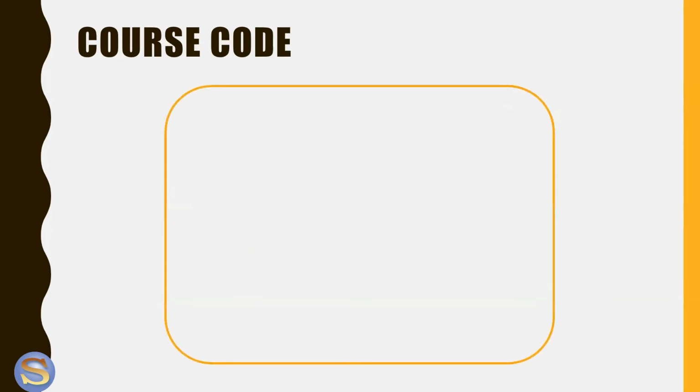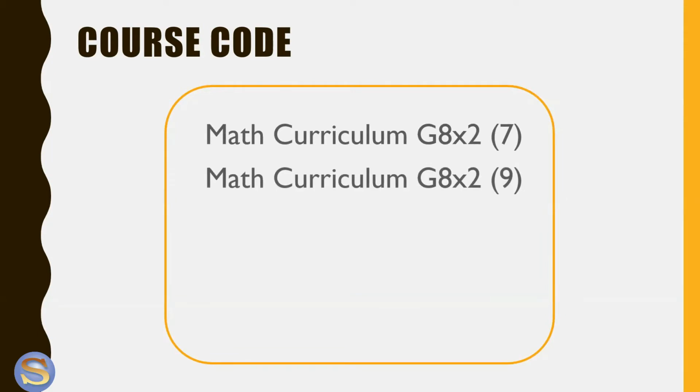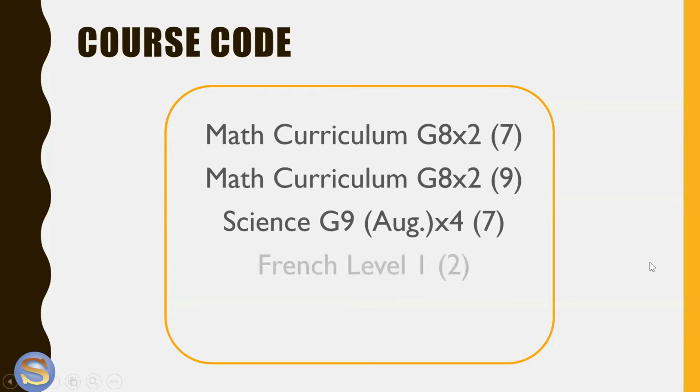Let's take a look at a couple more examples. So here we have math curriculum grade 8 ×2, session 7, and session 9. The main difference between these two courses is the time and date of the course, and perhaps the teacher as well. However, both courses undergo the same content. For Science Grade 9 August ×4 Session 7, this indicates that the Science Grade 9 course occurs in the month of August 4 times a week on Mondays, Tuesdays, Thursdays, and Fridays.